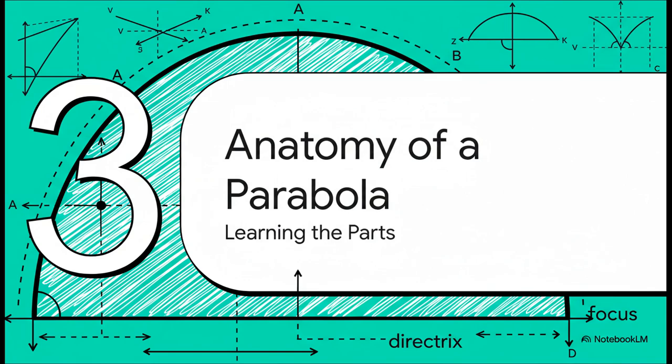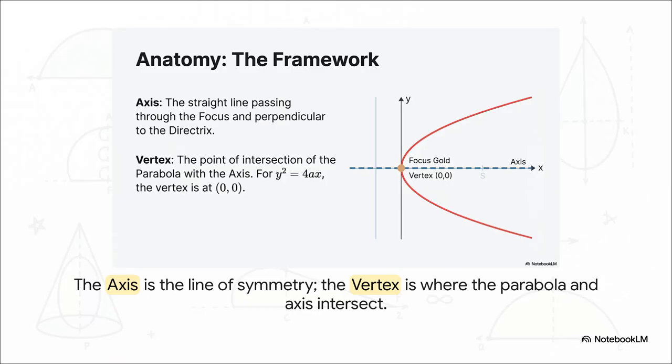Okay, so now that we know the golden rule, let's get familiar with the key players. Let's break down the anatomy of a parabola and give all the parts their proper names. So every parabola is built on a basic frame. You've got the axis, which is its line of perfect symmetry. It slices the parabola right in half and runs straight through the focus. And then you have the vertex. That's the main point, the bottom of the U, where the curve makes its tightest turn and changes direction.